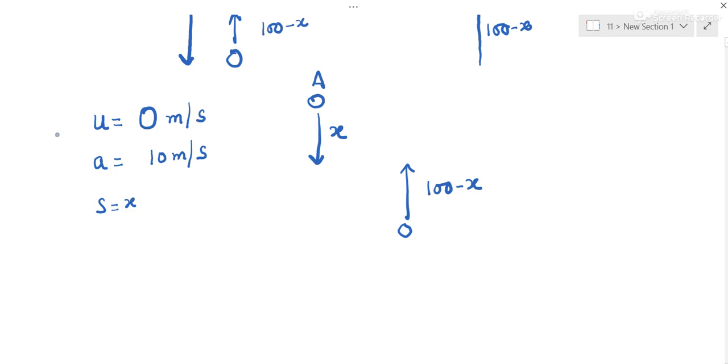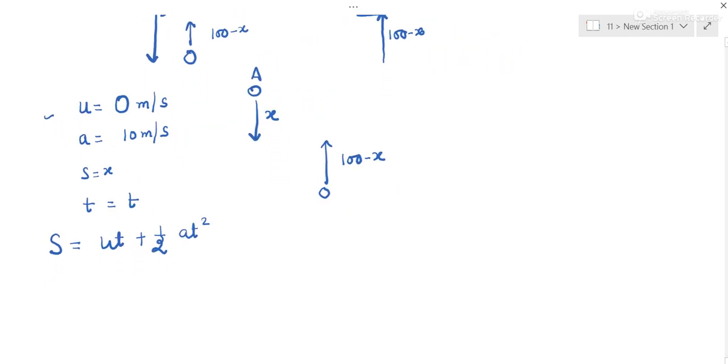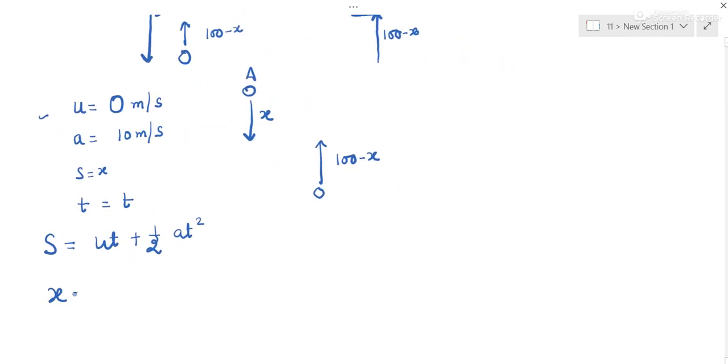So we will use, okay, and after time t they are meeting, so time is t. So we can use the second equation, s is equal to ut plus half at square. Let us substitute. x equals 0 into t, u into t is 0, half is half, this is 10 and this is t squared. So this is basically 5t squared. So x comes as 5t squared. This is equation number 1.